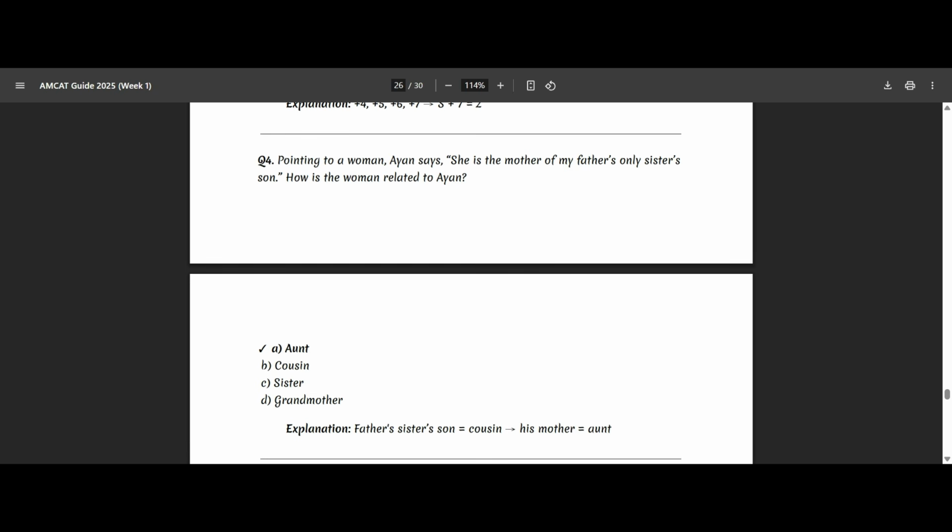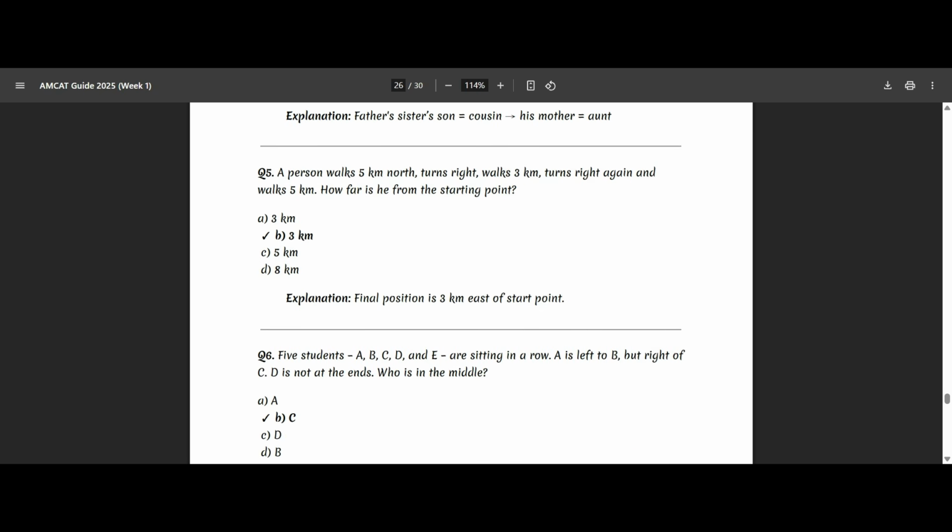Pointing to a woman, Ayan says, she is the mother of my father's only sister's son. Okay. So father's sister's son. So sister's son's mother is father's sister. So how is the woman related to Ayan? That means aunt. Sister's son's mother is the aunt, na? So it has to be his aunt, Ayan's aunt.